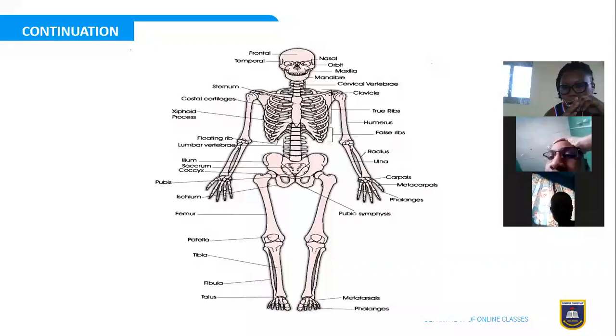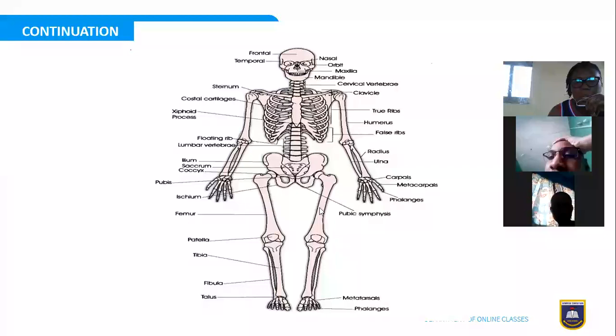Okay. If there are no questions, then let's go to the legs. A quick review. We said that the appendicular skeleton consists of the limbs. I told you that the limbs are two. We have forelimbs and hind limbs. Forelimbs are your hands. Hind limbs are your legs. So what I just talked about is the forelimb. Now, let's come to the hind limb.